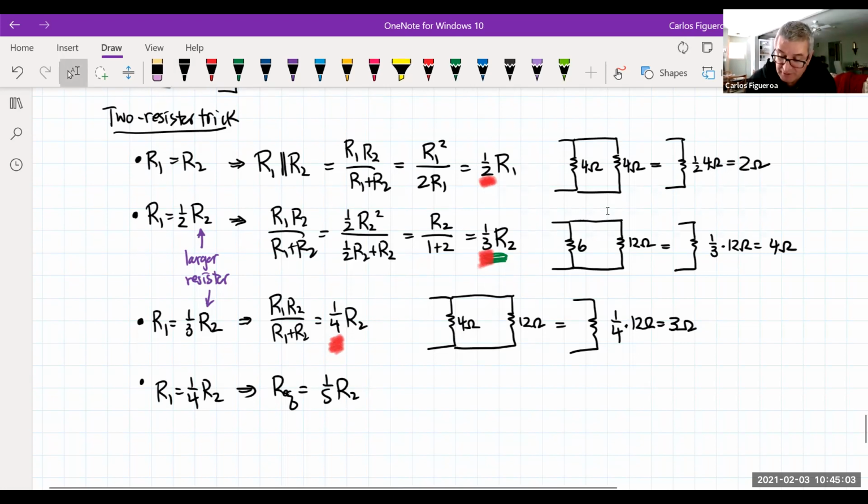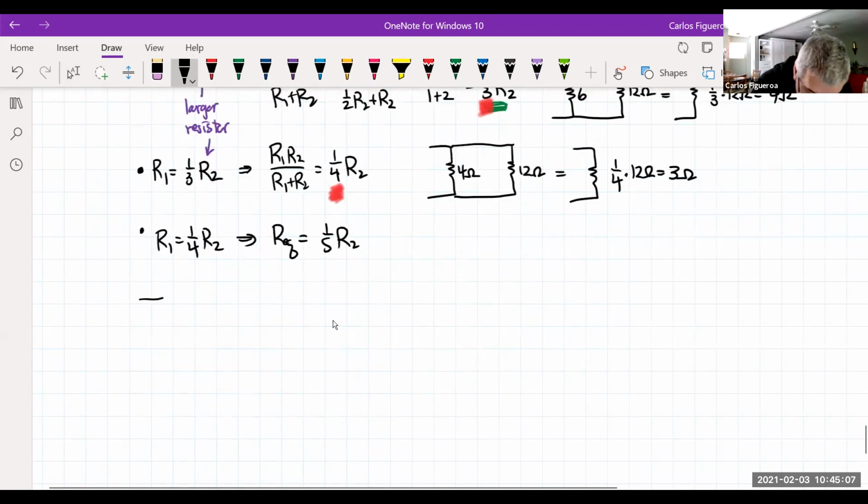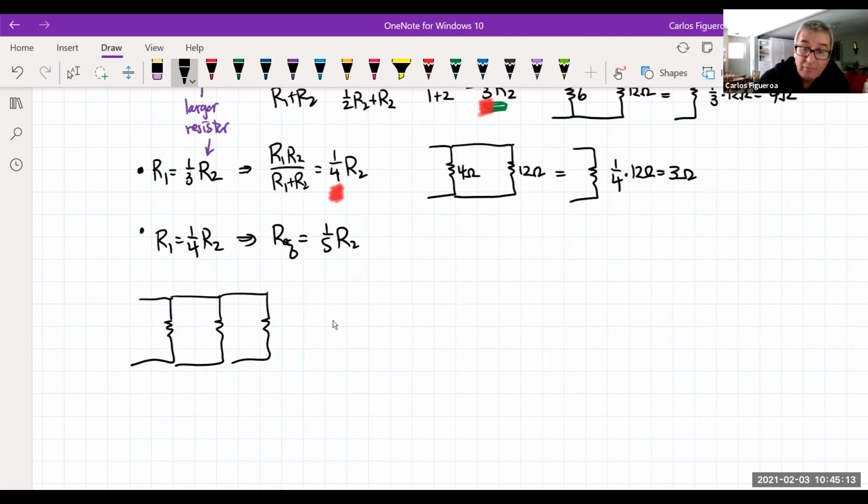So here's an example. Suppose that I have a branch that looks something like this. I have a 6, 12, and a 4. I want this guy like this. What is the equivalent resistor? So note that's 3.